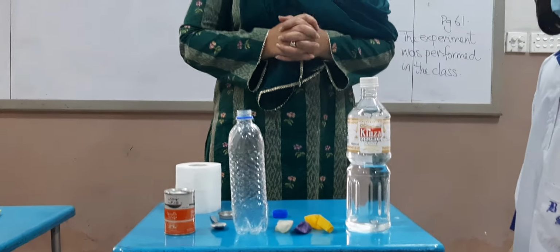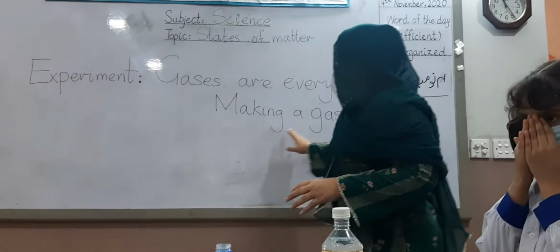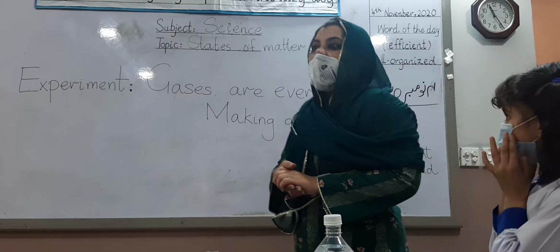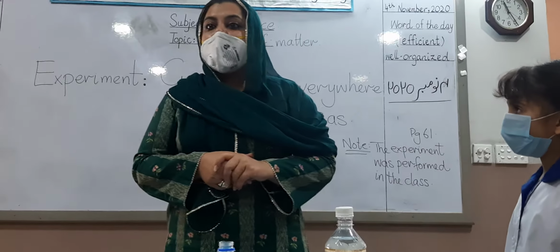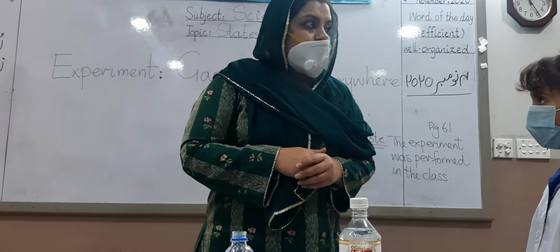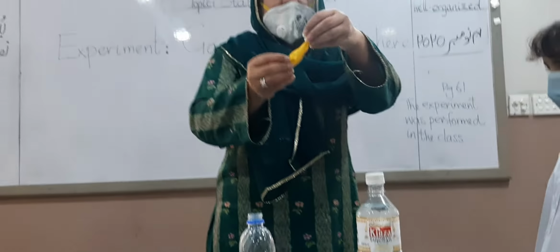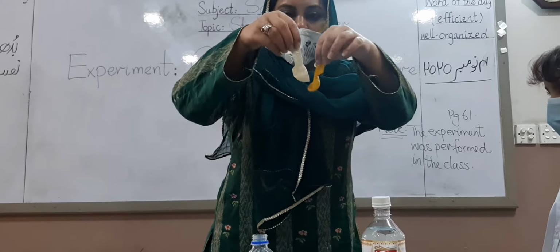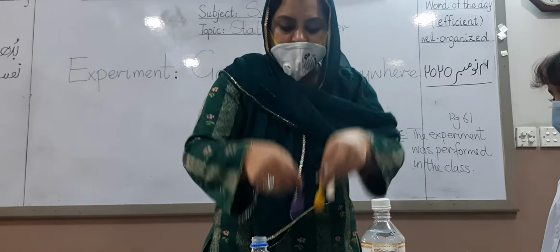Today the experiment which we are going to do is about making a gas. This experiment is available in your textbook on page number 60 and 61. The previous one was about 60 and now we are going to do page 61. Instead of getting the glove, I have used this balloon. I have used these balloons.